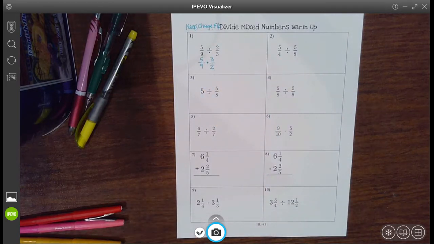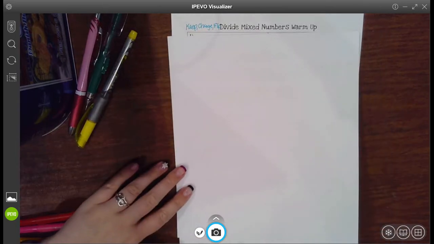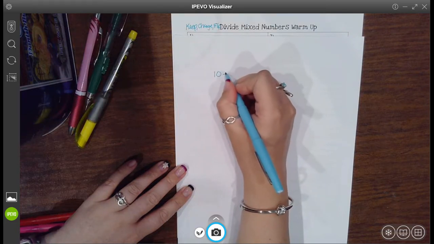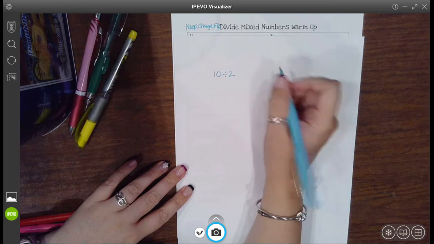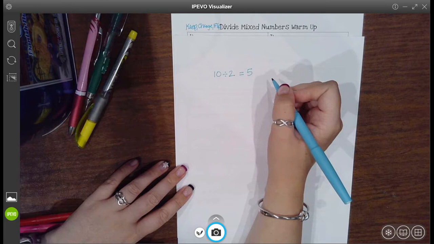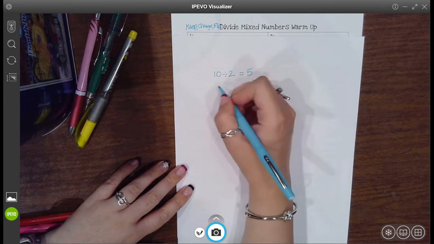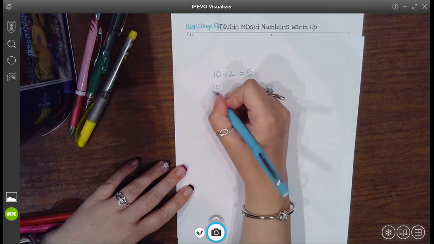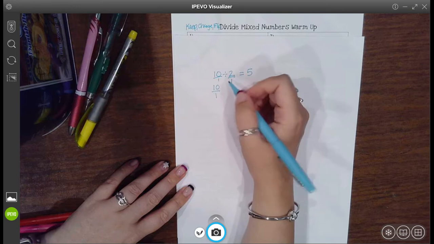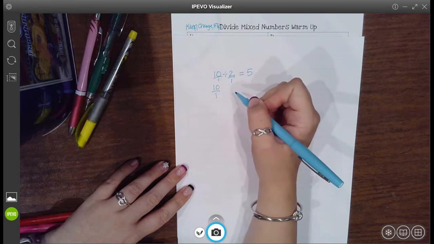And if you're kind of confused of why is this happening? Why are you doing this? In a way, we always have done this. We just do it without thinking. Let's say that you go 10 divided by 2. Okay, we know that that's 5, right? But essentially what we're doing is we're keeping this the same, 10 over 1, because let's make these fractions. 10 over 1 divided by 2 over 1 is still saying 10 divided by 2, right?